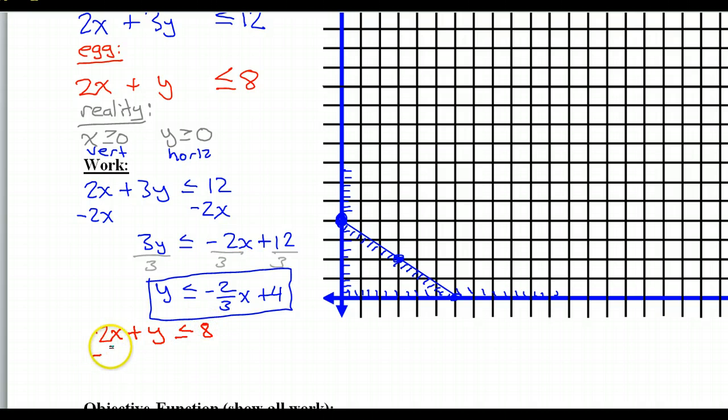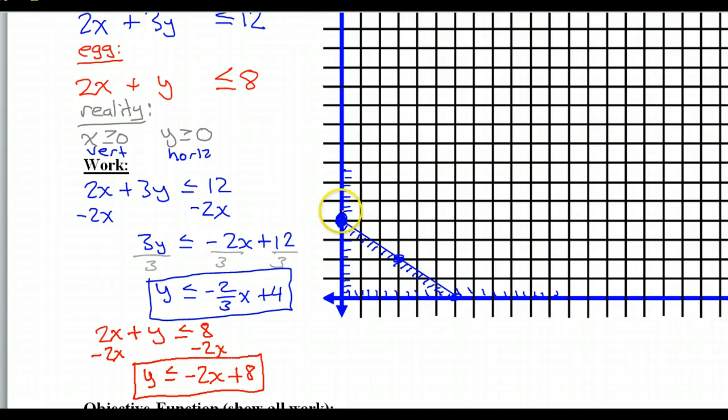So this one's pretty straightforward. If I subtract 2x from both sides, then that's immediately going to give me y is less than or equal to negative 2x plus 8. So this is my egg constraint all ready to graph.